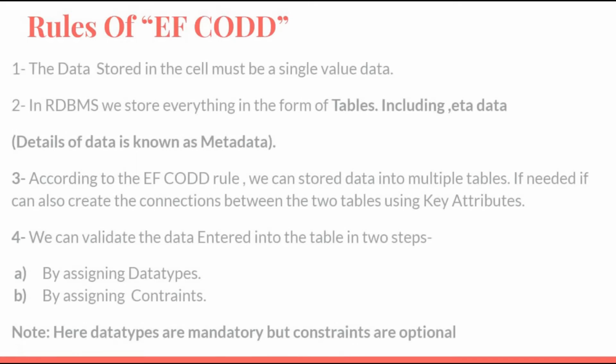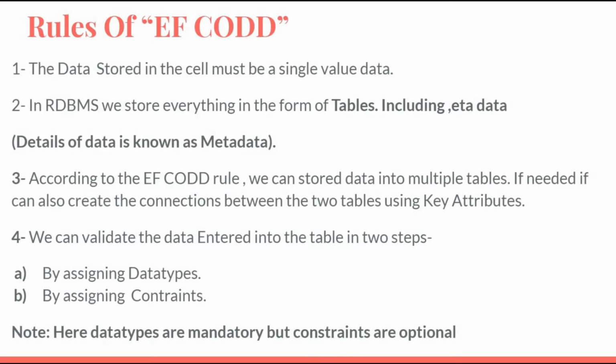Generally there are 10 to 11 EF Codd rules, but at the standard company level, they basically follow the first four rules, which are important for the database. The first rule is that the data stored in a cell must be a single value. That means a single cell stores only a single value. You cannot enter or store multiple values in a cell.